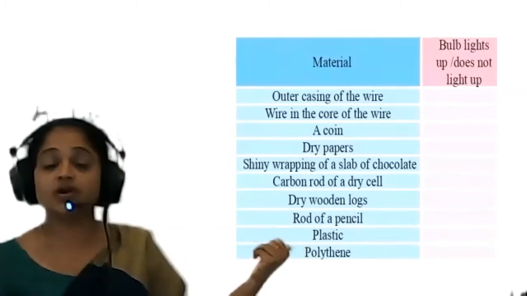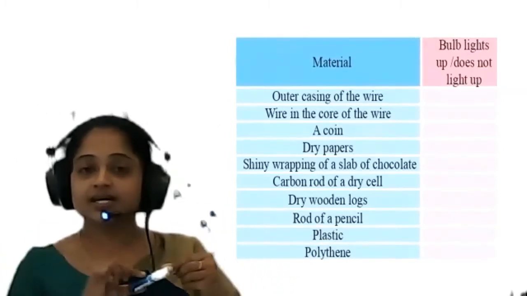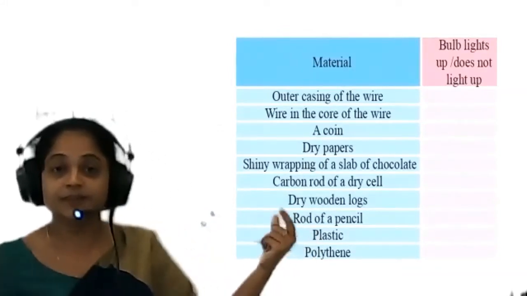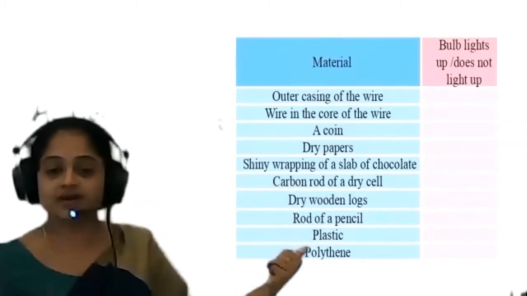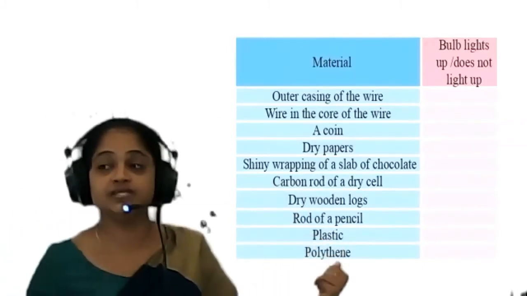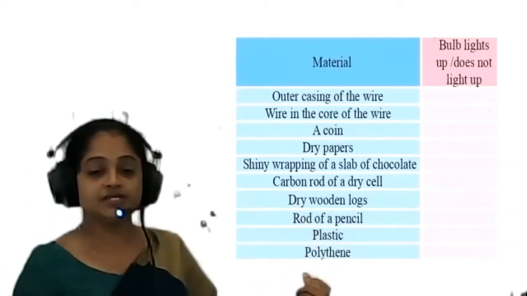Next one, rod of a pencil. Inside the rod, there is a graphite rod. Have you seen that? Right, that is the graphite rod. Next one, a piece of plastic and a piece of polythene we can use in here.